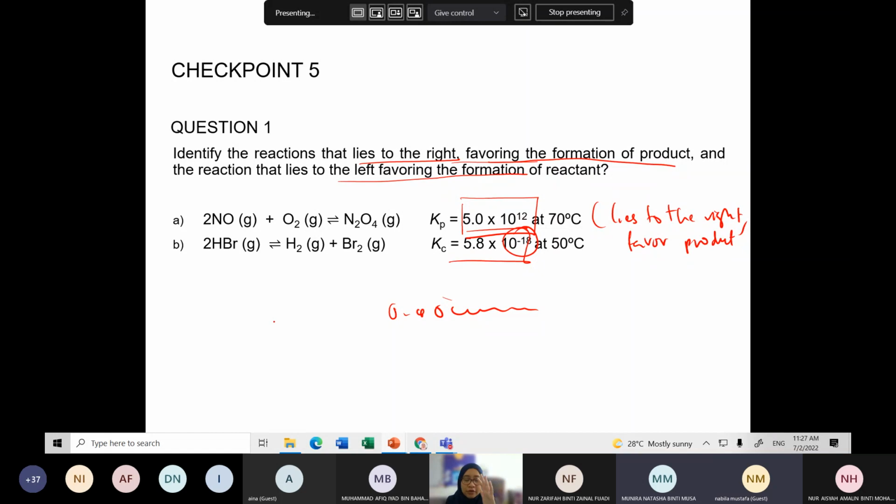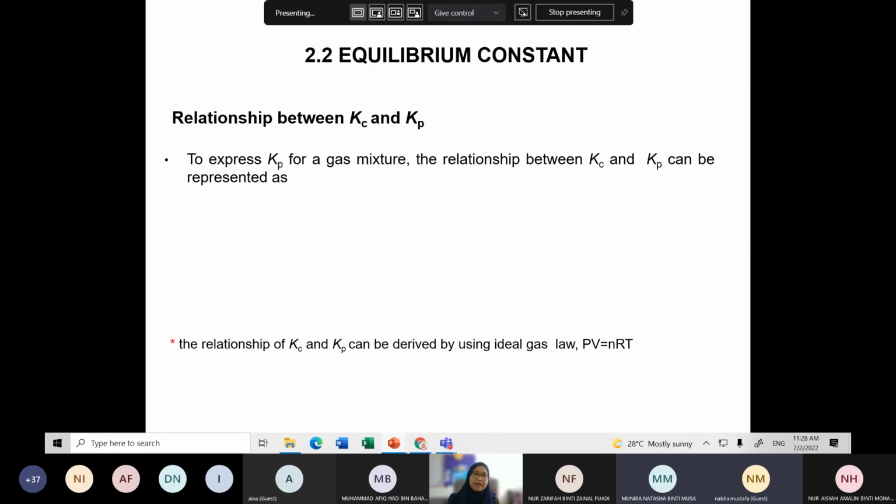Reactant, dia sangat, you kalau confuse, you pergi buat macam ni, buat formula tu, product over reactant. Macam mana nak dapatkan value dia very small? This value very small, that means the reactant will be higher. So at equilibrium, the concentration of reactant is very, very high. Maksudnya tak suka produce product. Okay, maksudnya the reaction lies to the left. Dia produce more reactant ataupun at equilibrium, reactant lagi banyak daripada produk. Okay, so dia favor to the left sebenarnya instead of to the right. Dia favor reactant. Okay? Okay, alright.